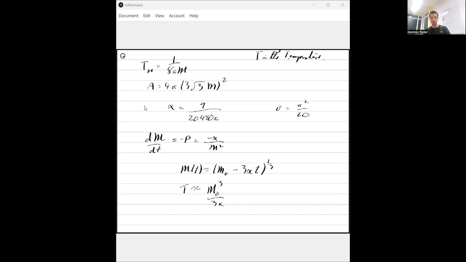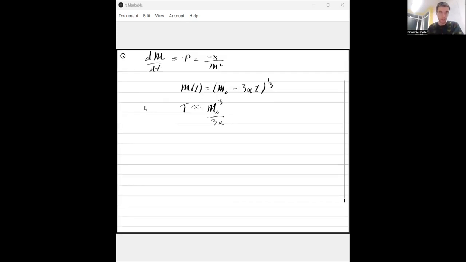So plugging some numbers in. For a solar mass black hole, this time is approximately 2 times 10 to the 66 seconds, or about 10 to the 50 times the current age of the universe. So the time scales involved here are astonishing.